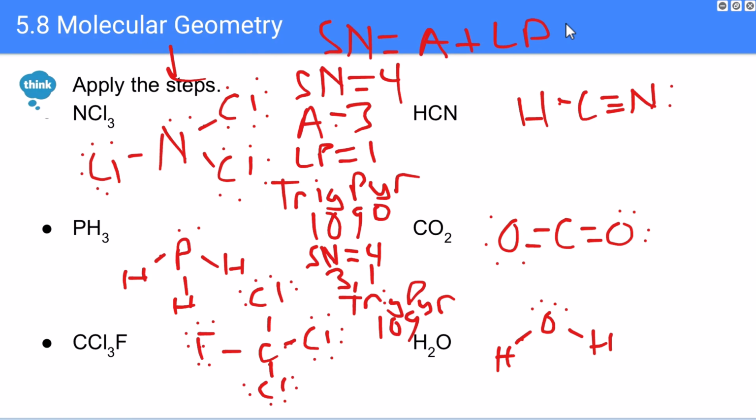Last one down here on the left-hand side, we have a steric number of 4. Right? 4 atoms attached. So it's 4 and 0. So this is tetrahedral. And a bond angle of 109 degrees.